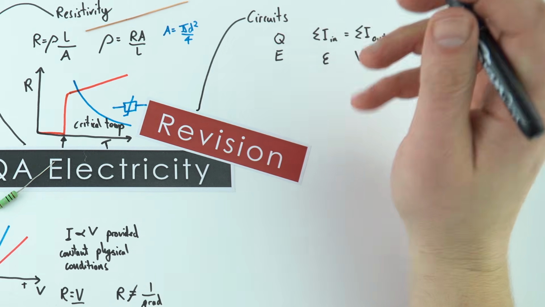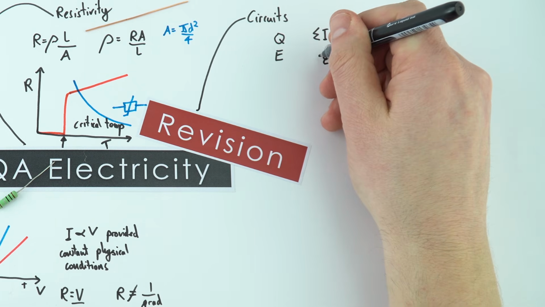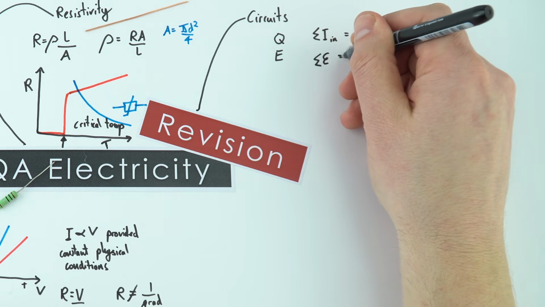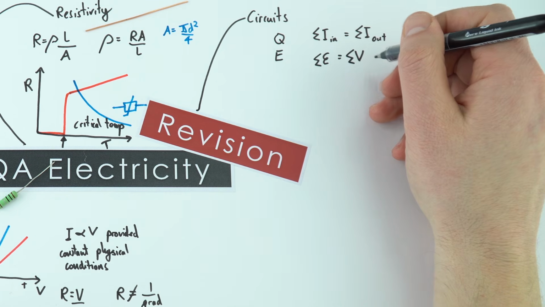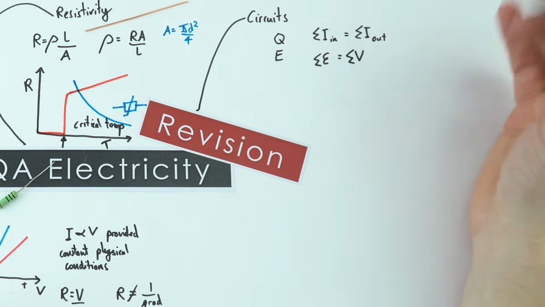And what we can say is that around any closed loop in a circuit, the sum of the EMFs is equal to the sum of the potential differences. So let's have a look at that in action.